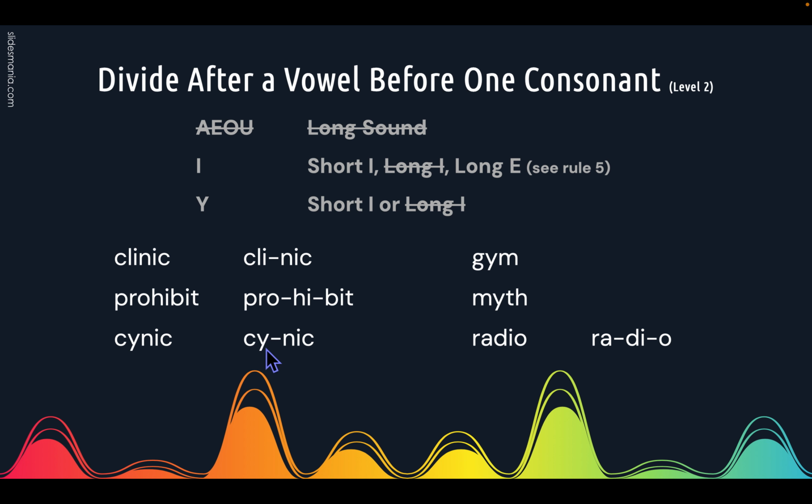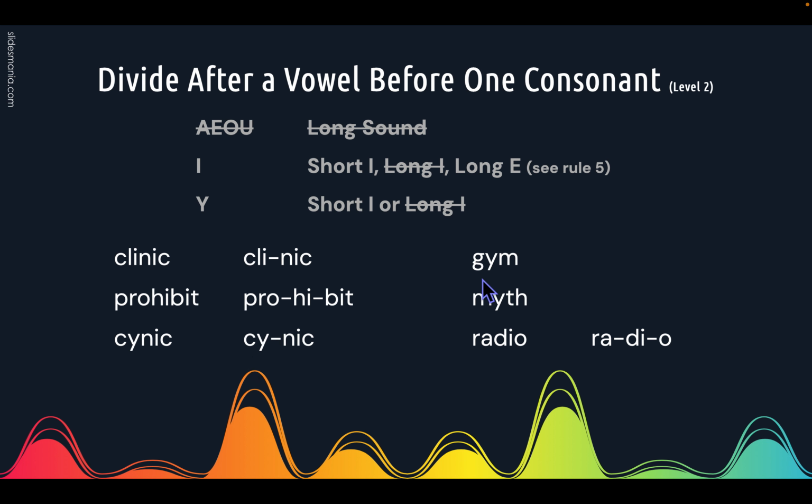Right here, we're going to divide after a Y. The Y in this word functions as a vowel, and we're going to use the short I. We remember that a C before an E, I, or a Y says S. So this word is going to be cynic.